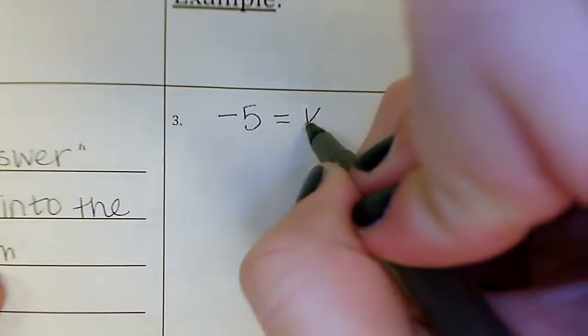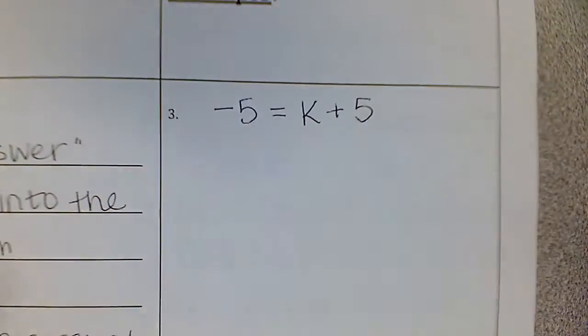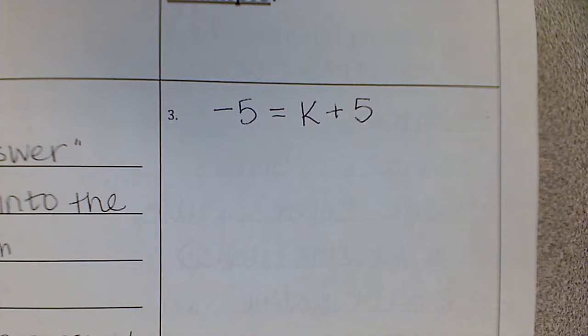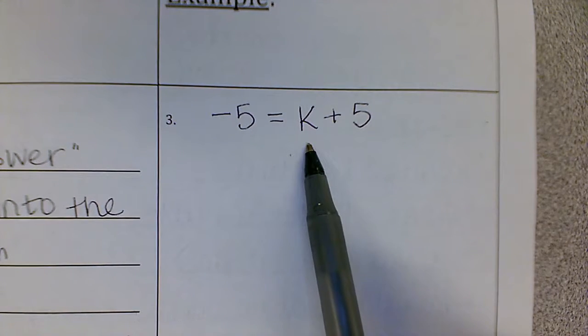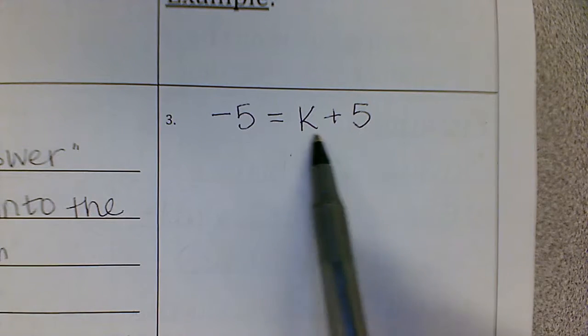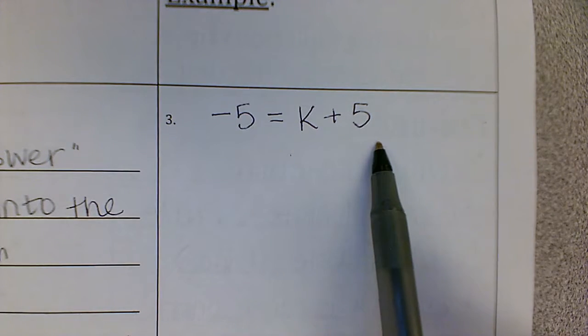Okay, cool. So let's move on to example 3. So if I have negative 5 equals k plus 5, okay? So I need to solve. My goal is always to get my variable alone. And when I look over here, I see my variable is not alone. I have this plus 5 over there.